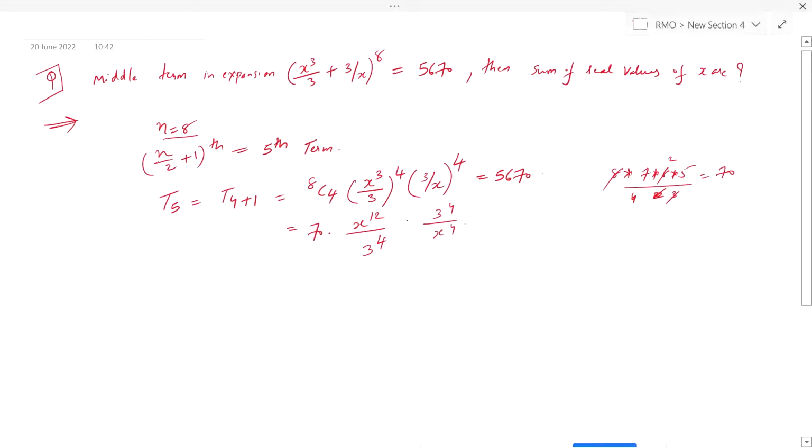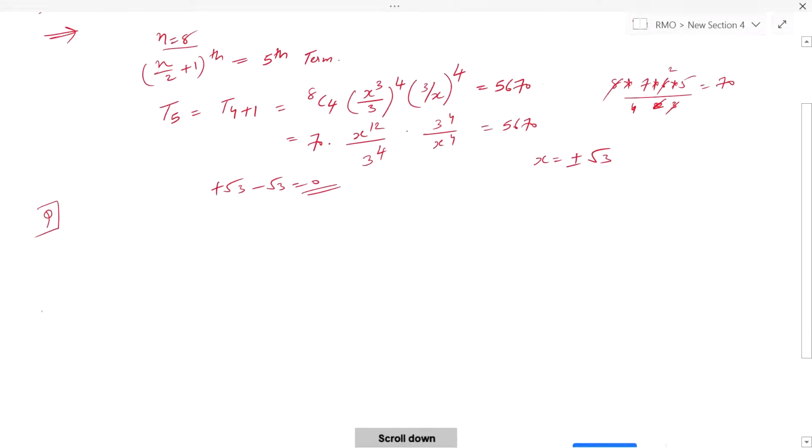Perfect. So let's jump to the next one. So we will get x equal to plus minus root 3, and when you add plus root 3 and minus root 3, the answer will come out to be 0. Perfect. Okay, just try down this one. x plus 1.